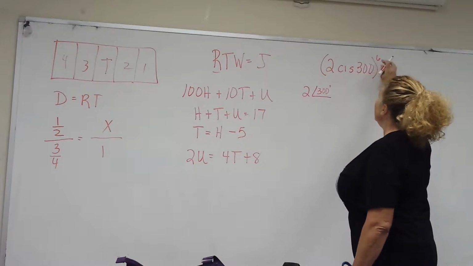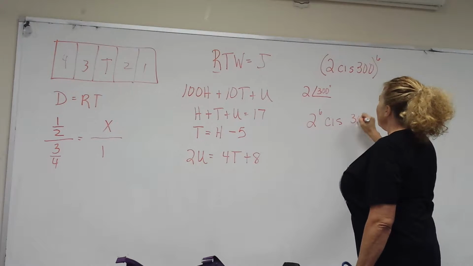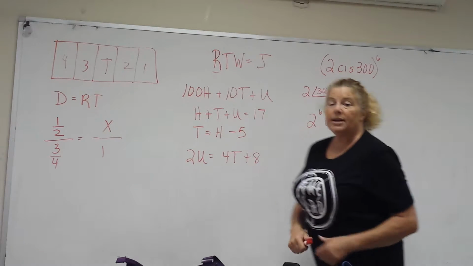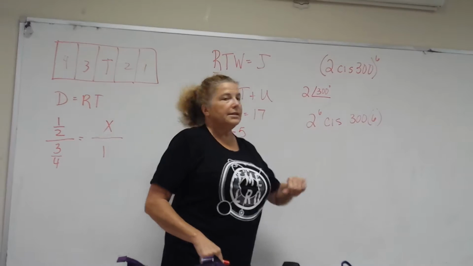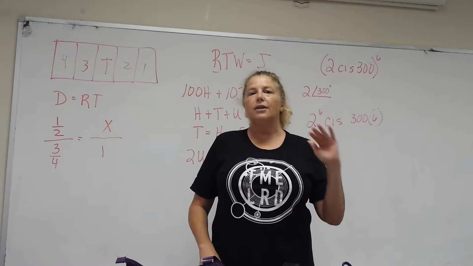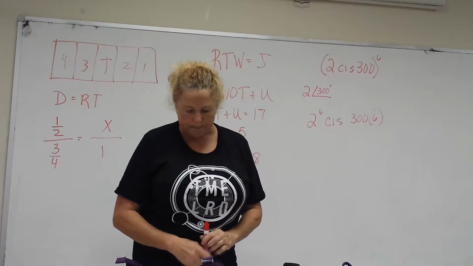But this is telling you it's 2 to the 6th power cis 300 times 6. And figure out what 2 to the 6th power is. Then you do 300 times 6, and then keep subtracting 360 until you get an angle below 360 degrees. And that would be your answer in polar form.